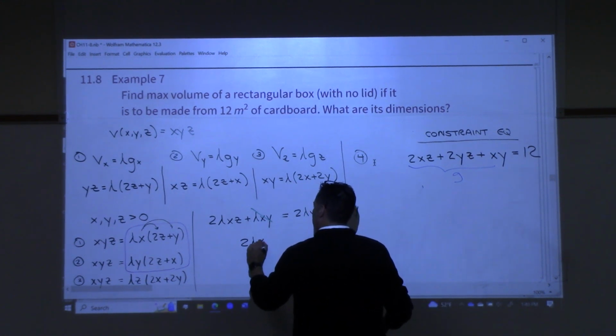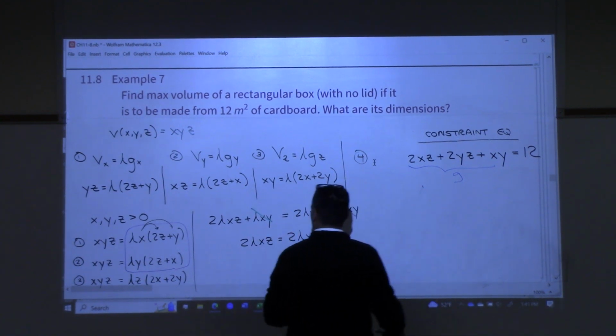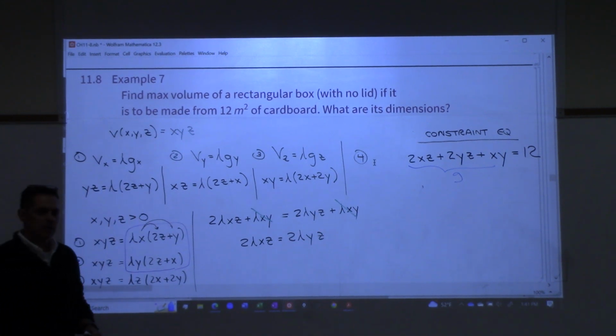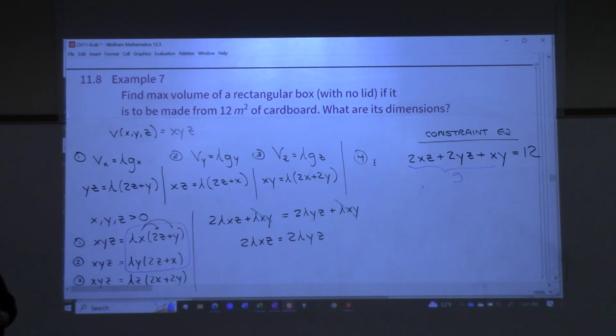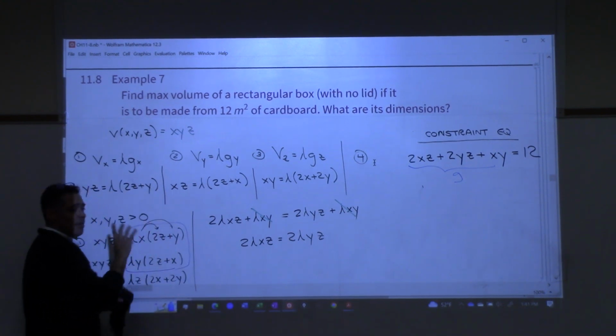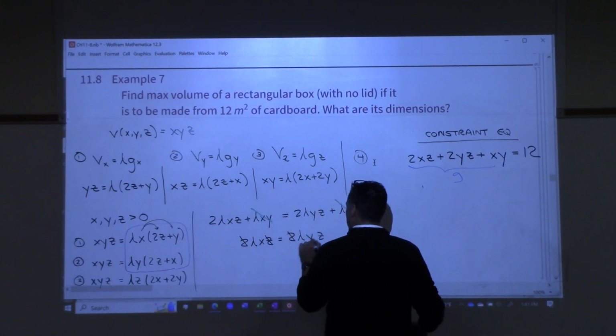I can now look at what remains here. 2 lambda xz equals 2 lambda yz. Can I divide both sides by 2? Yes. Can I divide both sides by z? It's not 0, so I can divide by z, only because I have control over the z this time. In the very beginning I said z is not 0, so this division by z is okay. If we didn't have that control, then we wouldn't want to do that. But we can get rid of the z and the 2 on both of these.